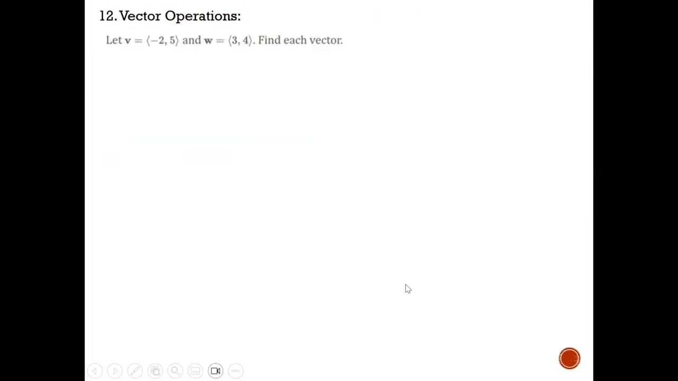Now for 12, I want you to find, let's see here, this is vector operations. I want you to find A, 2 times vector V, B, vector W minus vector V, and C, vector V plus 2 times vector W. So let's do the first part first. The 2 in part A is a scalar, which means you're going to multiply 2 times every component in the vector. So it'll be negative 4, 10. That's the answer, guys, for part A.